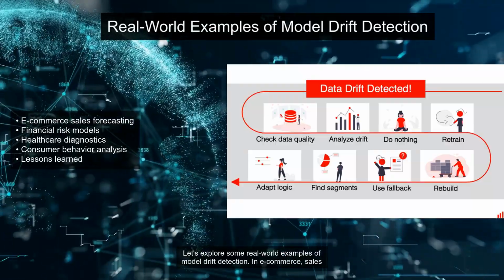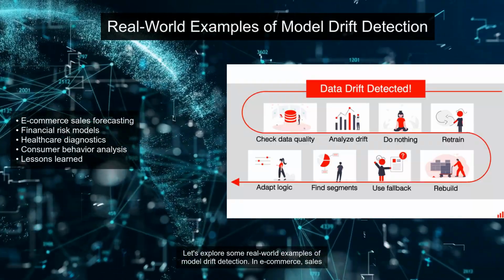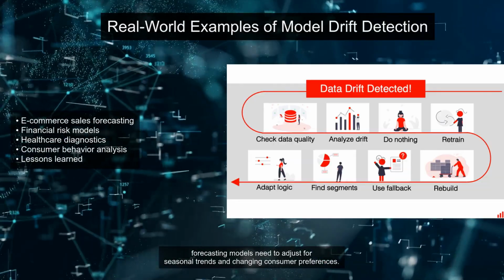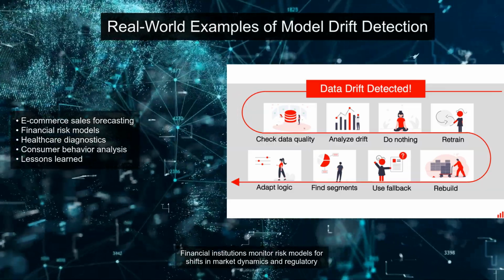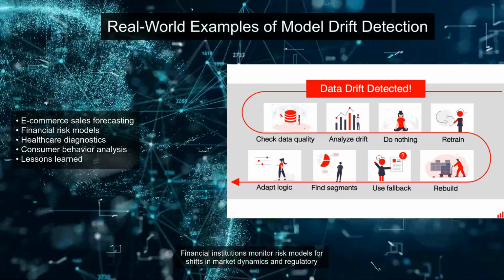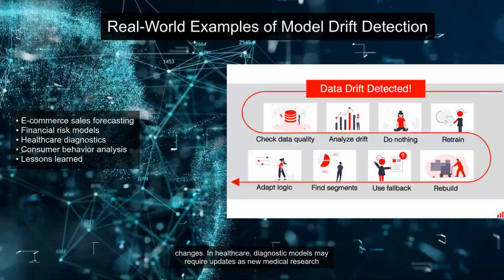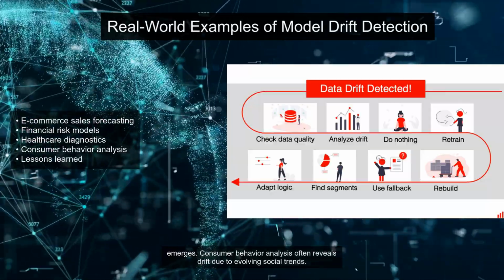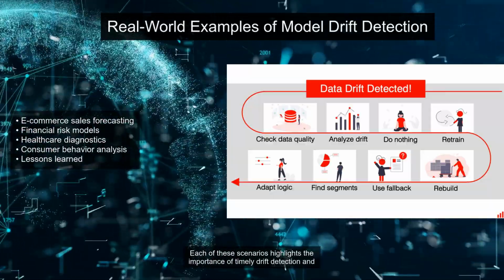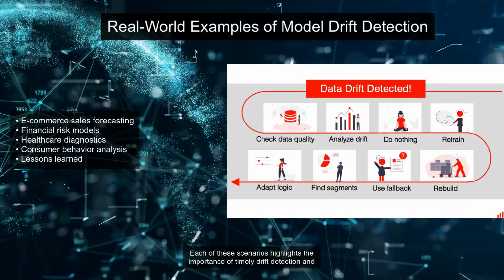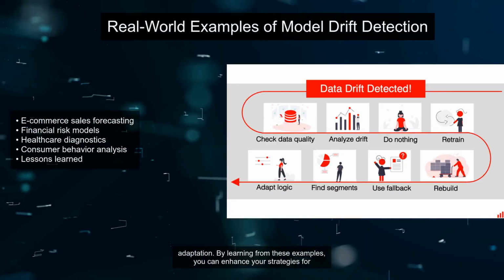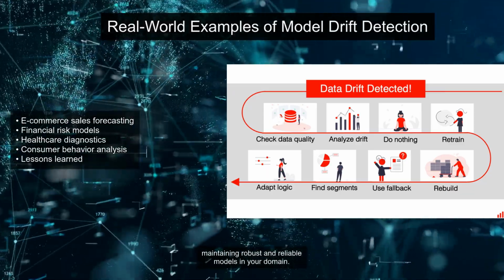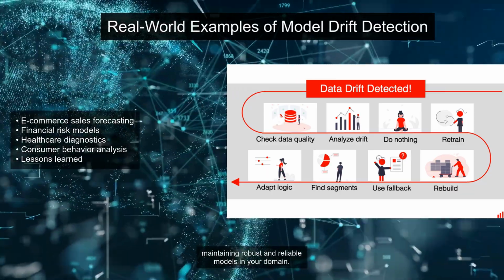Let's explore some real-world examples of model drift detection. In e-commerce, sales forecasting models need to adjust for seasonal trends and changing consumer preferences. Financial institutions monitor risk models for shifts in market dynamics and regulatory changes. In healthcare, diagnostic models may require updates as new medical research emerges. Consumer behavior analysis often reveals drift due to evolving social trends. Each of these scenarios highlights the importance of timely drift detection and adaptation. By learning from these examples, you can enhance your strategies for maintaining robust and reliable models in your domain.